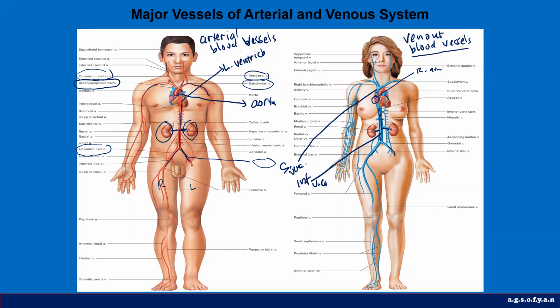And also from the cardiac muscle, there will be coronary sinus that will also enter into the right atrium. Okay, just remember again, there are 3 blood vessels that enter into the right atrium: superior vena cava, inferior vena cava, and the coronary sinus. So this is the venous blood vessel.